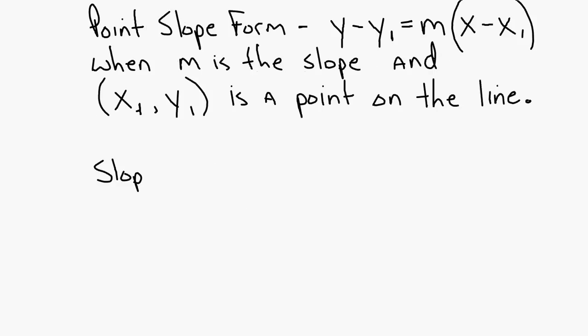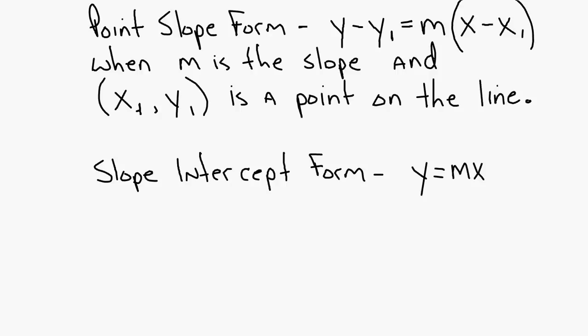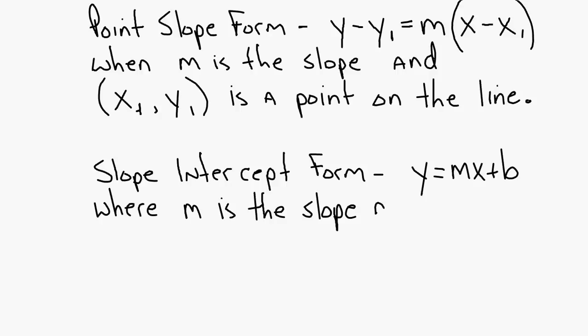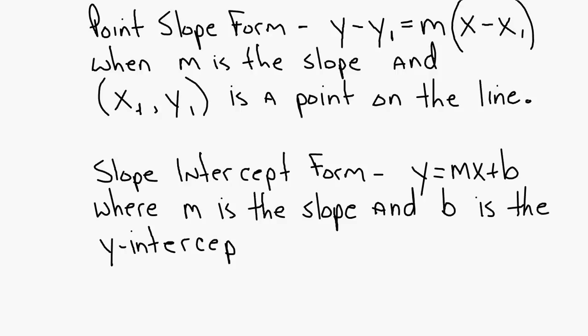Slope-intercept form. Probably more familiar with this. That's when y is equal to mx plus b, where m is the slope, and b is the y-intercept. Point-slope, slope-intercept.